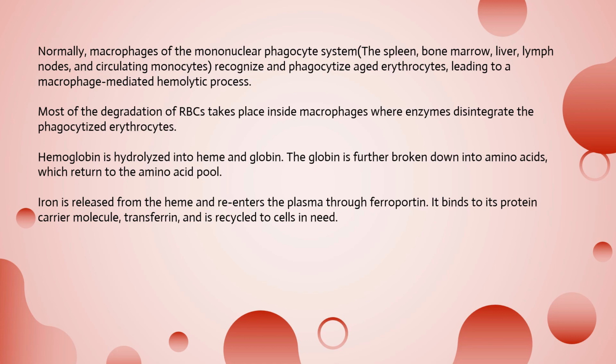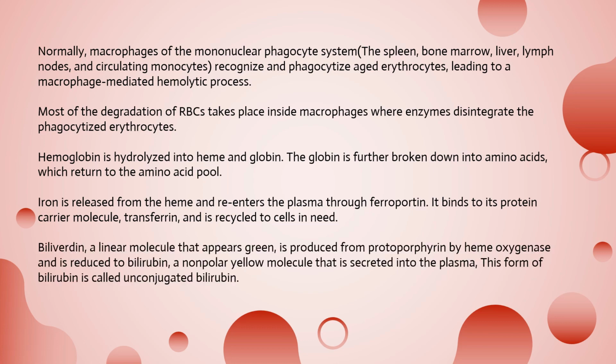Iron is released from the heme and re-enters the plasma through ferroportin. It binds to its protein carrier molecule, transferrin, and is recycled to cells in need. Biliverdin, a linear molecule that appears green, is produced from protoporphyrin by heme oxygenase and is reduced to bilirubin, a nonpolar yellow molecule that is secreted into the plasma. This form of bilirubin is called unconjugated bilirubin.